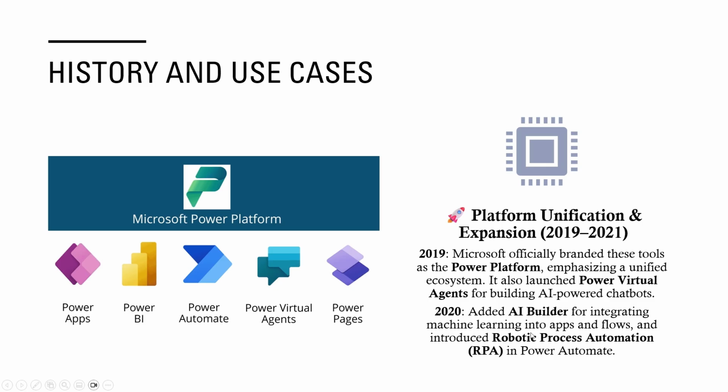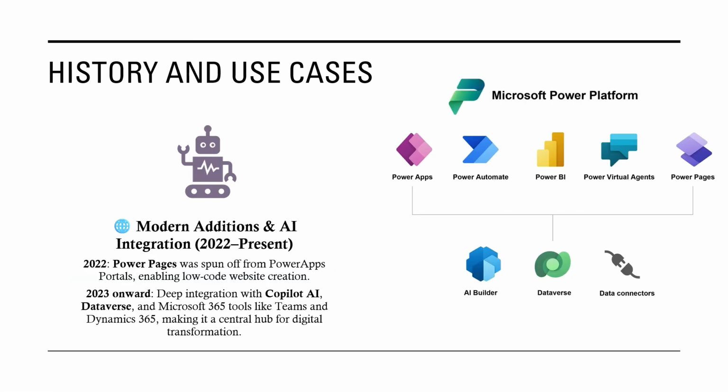Power Automate also added robotic process automation in 2020, so you can automate routine tasks which you do in your computer. You can do it with Power Automate. That also I want to be going over in this series. In 2022, Power Pages, as I said, was spun off into an independent tool from the Microsoft Power Platform. It enables low-code website creation.